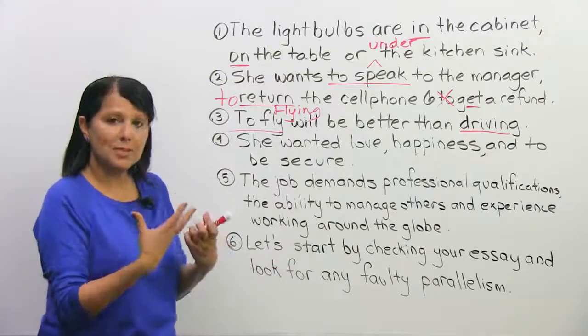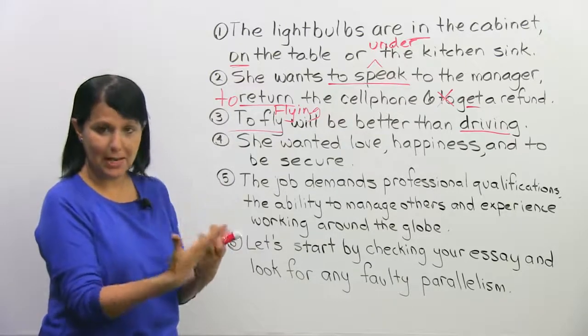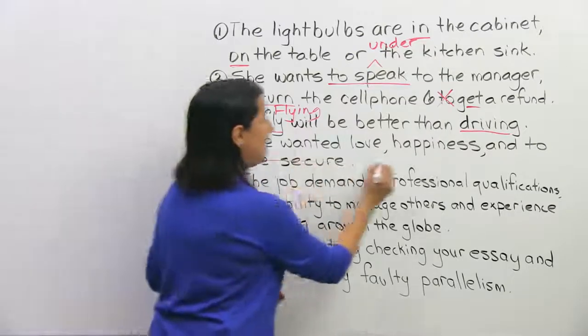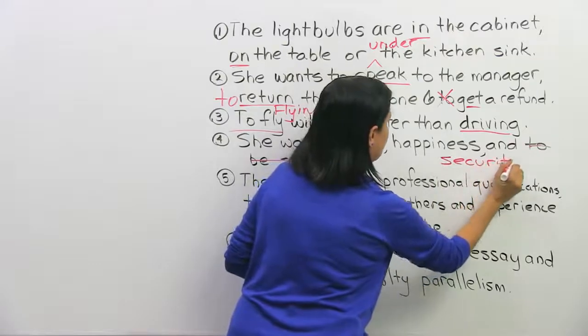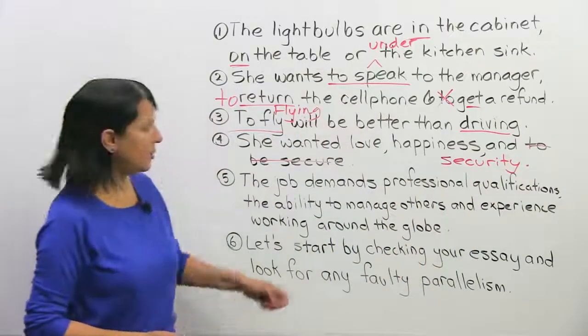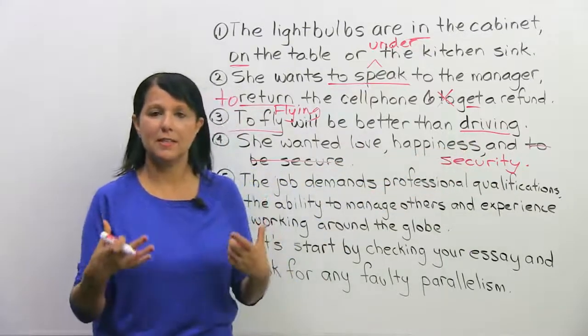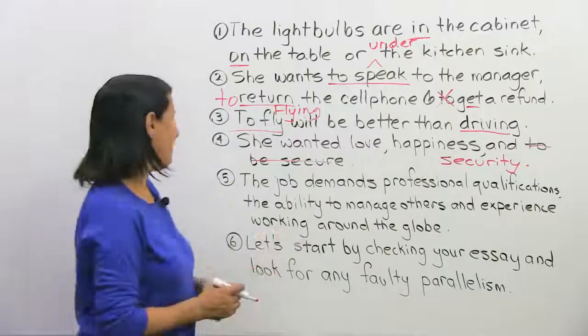How can we express this idea? To be secure in one word, in one noun? Do you know it? It would be security. Okay? She wanted love, happiness, and security. Now the sentence is balanced and parallel and perfect. All right, the next one.